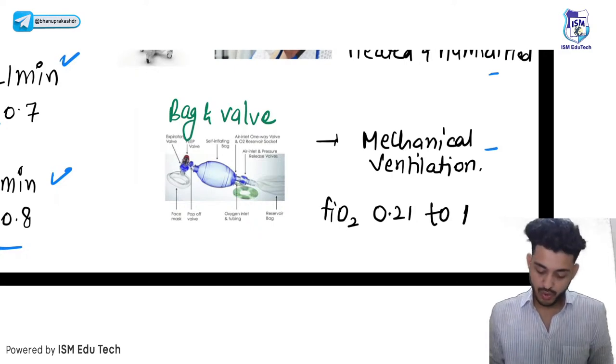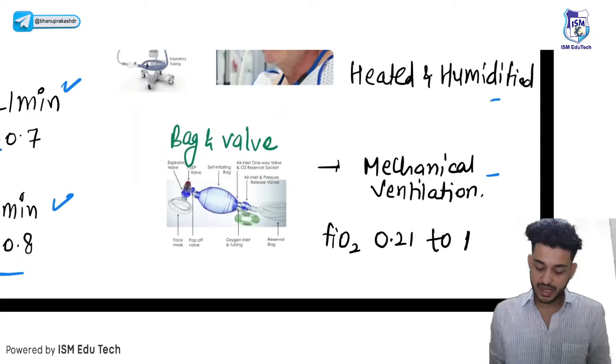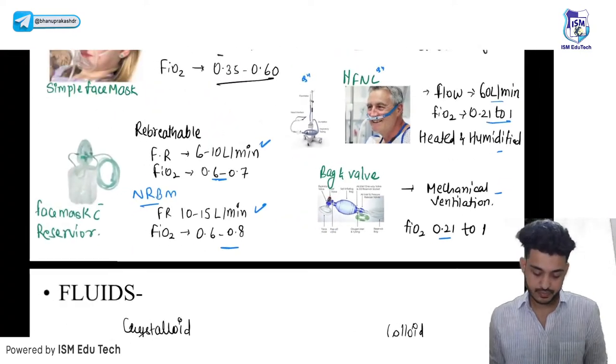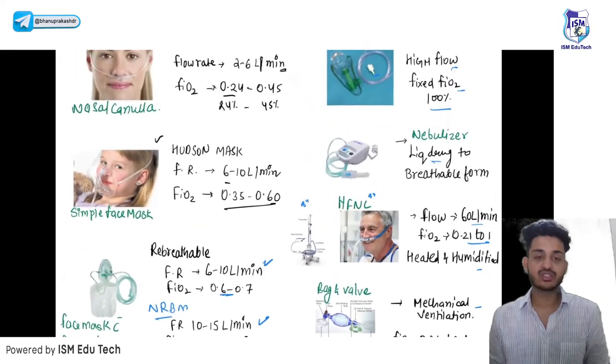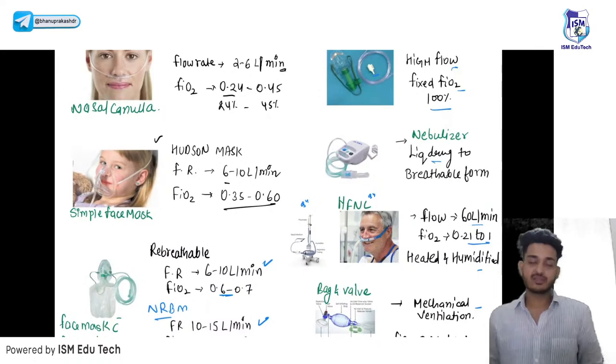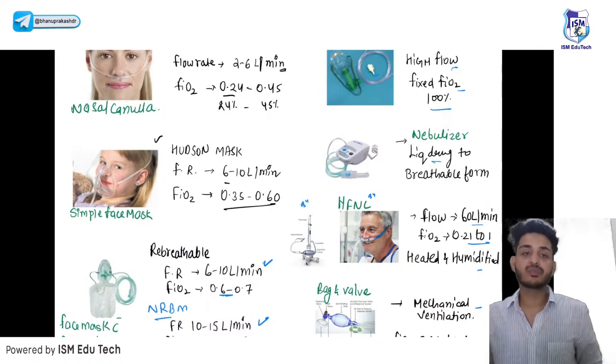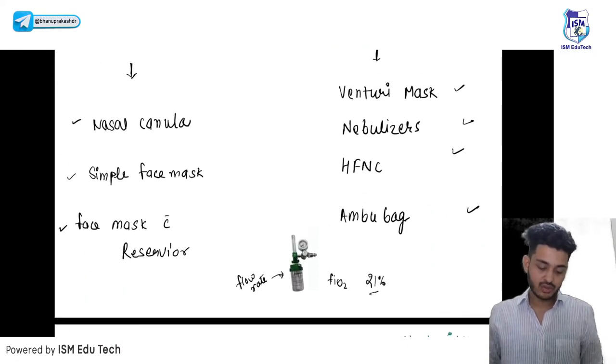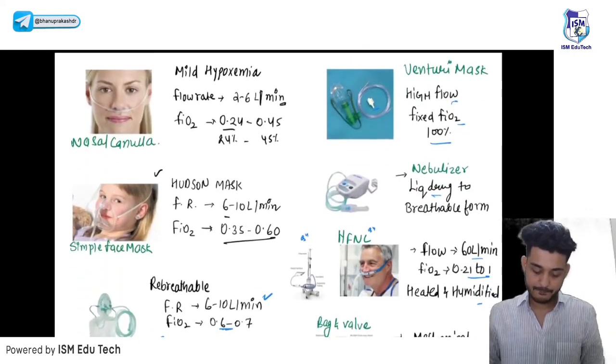Pressing the valve, that is your bag and valve, and FiO2 will be 0.21. Okay, so these are the basic oxygen devices. And from the last 2 years, there are about 4 to 5 questions. Table, please revise it.